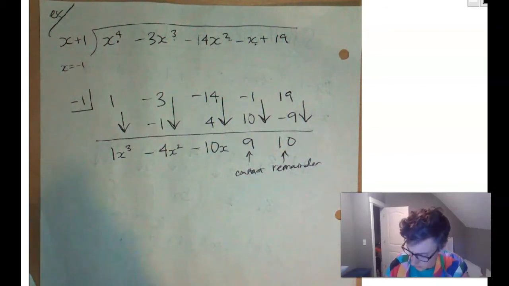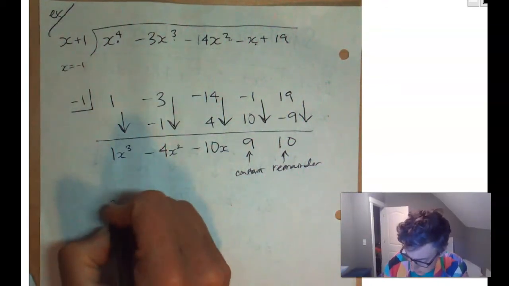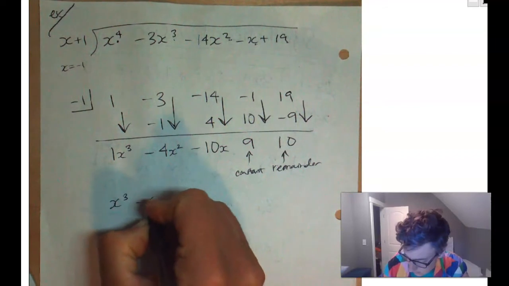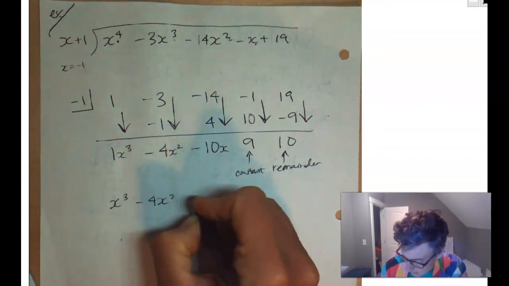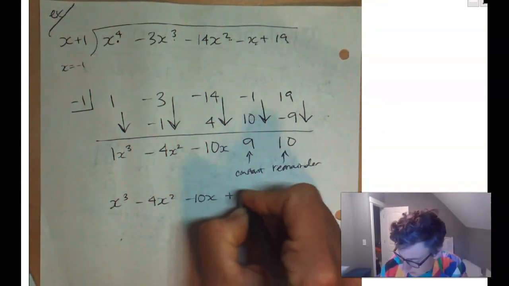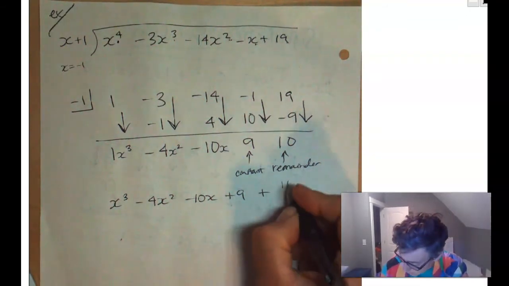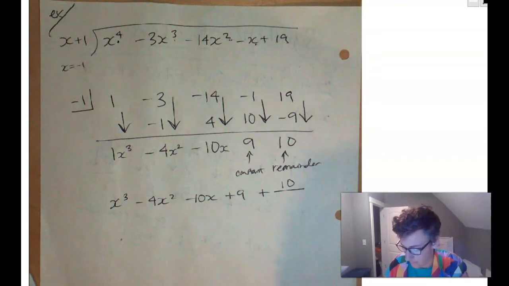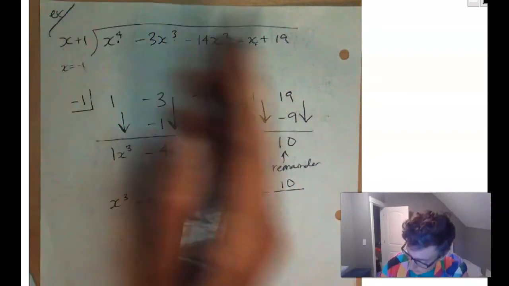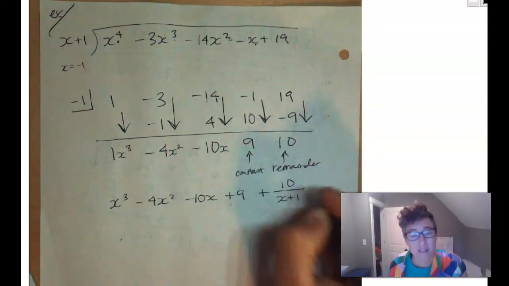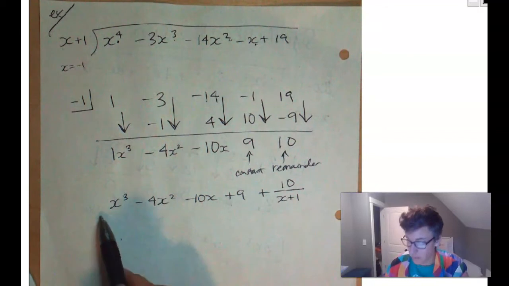So, we're writing out our answer here. We're going to have x cubed minus 4x squared minus 10x plus 9 plus our remainder over the thing we were dividing by. What were we dividing by? Way at the very beginning, we were dividing by x plus 1. So this is our answer.